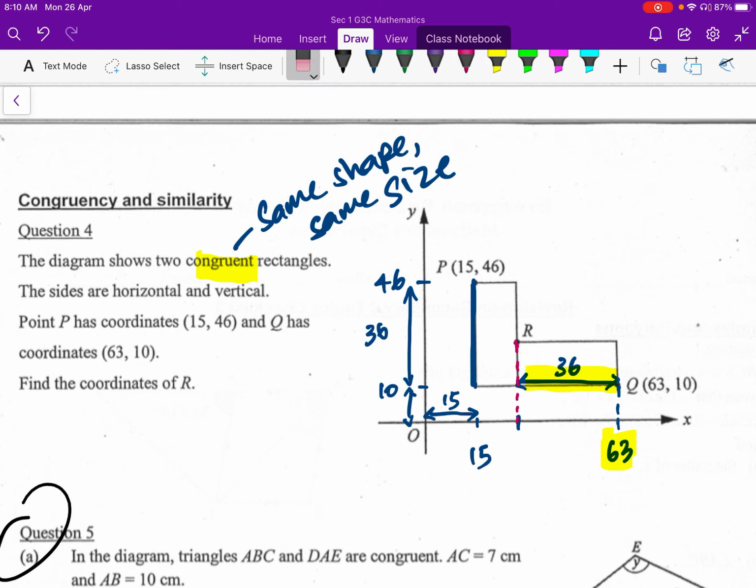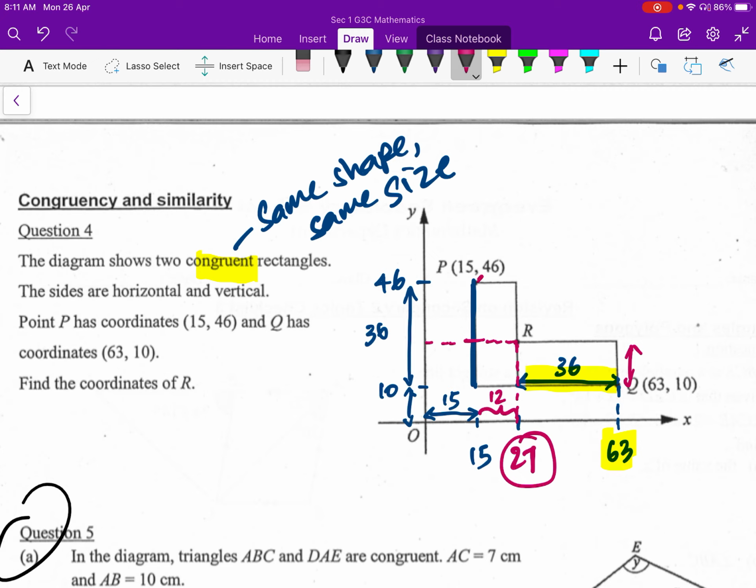Okay, now the x coordinate is insufficient. I still need a y coordinate. I need to know what level this is. So in order to find out, I need to know the height of this rectangle. We can do so using our newly found value of 27. 27 minus 15, I know now that this is 12 units.